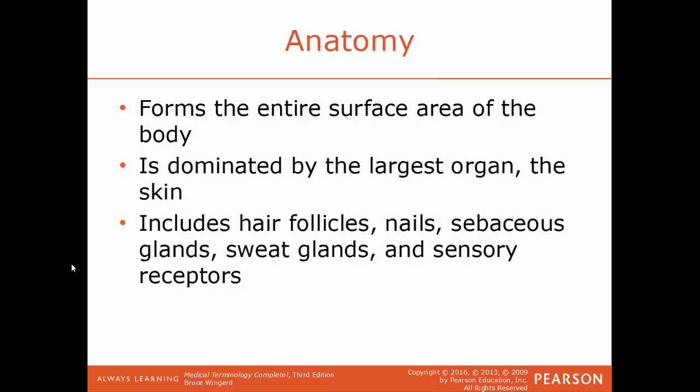Alright, now we'll talk about the basic anatomy of the integumentary system. This is something that will cover the entire surface area of the body. And of course, it will be dominated by the largest organ that we have, the skin. So the integumentary system is not just the skin itself. It includes the hair follicles, the nails, all the different kinds of glands, the oil glands or sweat glands, and also the sensory receptors. So all of that collectively is the integumentary system. So it's not just the skin. It's the skin plus everything that goes along with that.